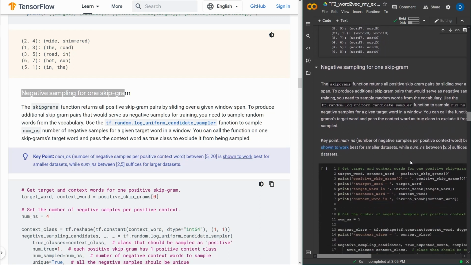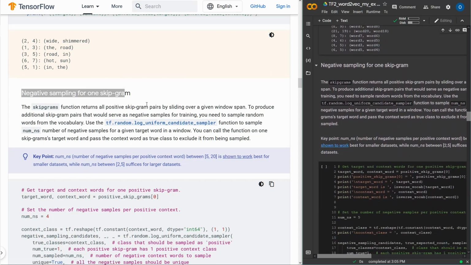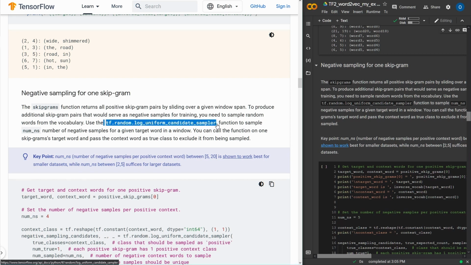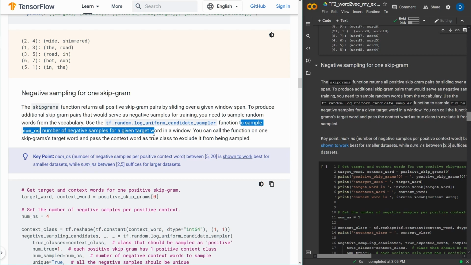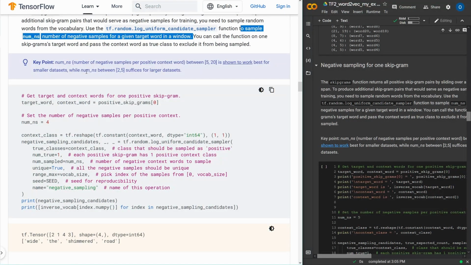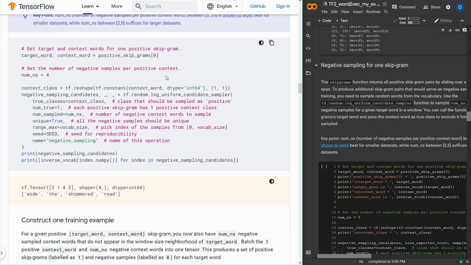Negative sampling. Negative sampling is really interesting, and we have here a predefined function that the official TensorFlow tutorial uses: tf random log uniform candidate sampler. And this is a function to sample a number of negative samples for a given target word in a window. You can call it, and for the number of negative samples, you have 5 to 20 for small data sets and 2 to 5 for large data sets. It's an empirical value.